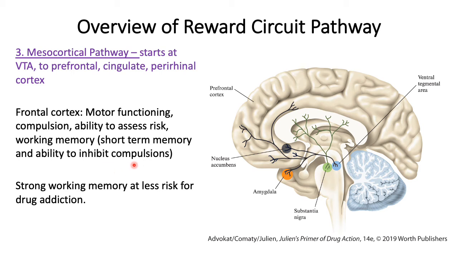People who are addicted tend to have poor working memory and also an inability to inhibit compulsions, so they're more compulsive. They're quicker to take actions instead of thinking them through. So this pathway is manipulated through drug addiction so that it is catered to finding the drug and doing all things related to obtaining the drug.